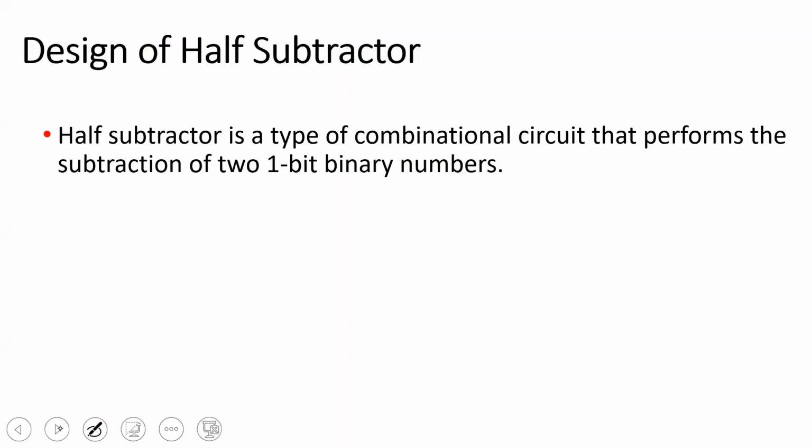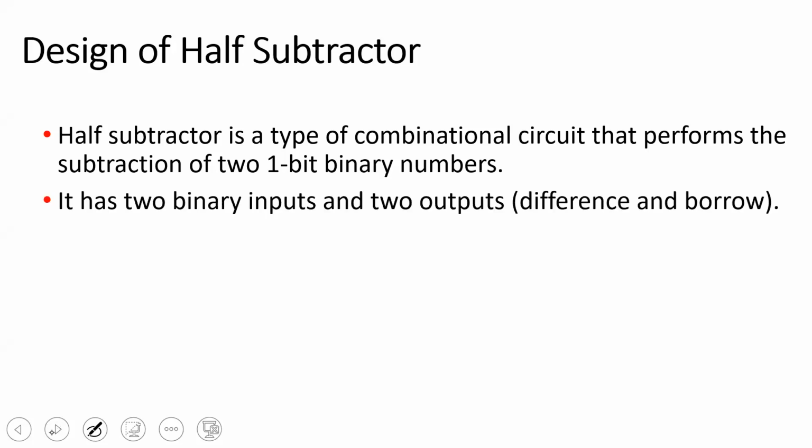So half subtractor is a type of combinational circuit that performs the subtraction of two 1-bit binary numbers. So, rendu 1-bit binary numbers are subtract padrathu the half subtractor. So, adhula rendu input irukum and rendu output irukum. Output inge difference irukum. A minus B panninga vara answer difference ho. In case edha borrow edukra maari irundhuchna, adha output borrow nu kudukka porom.